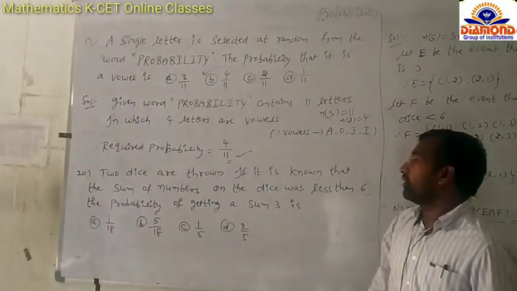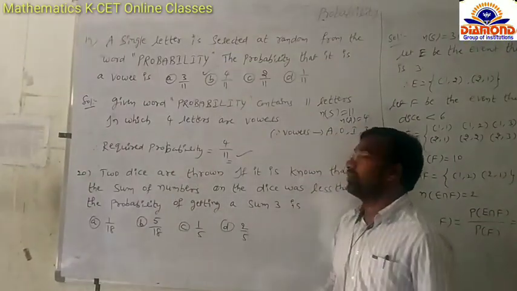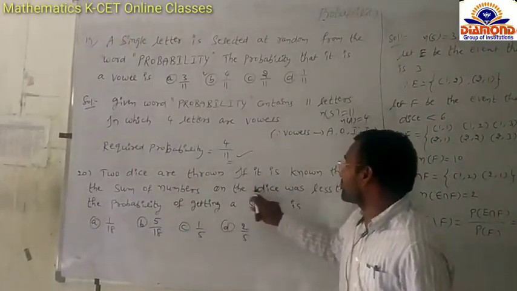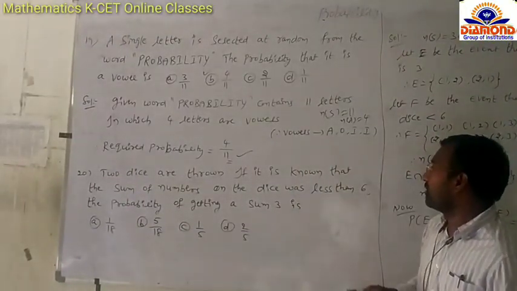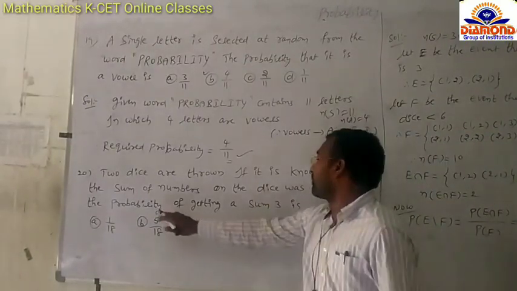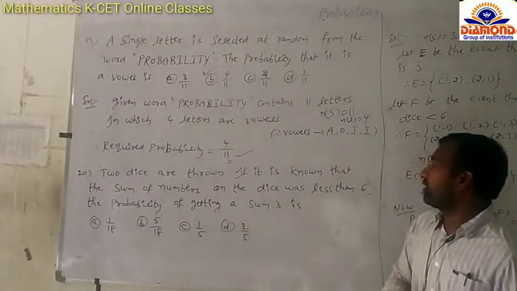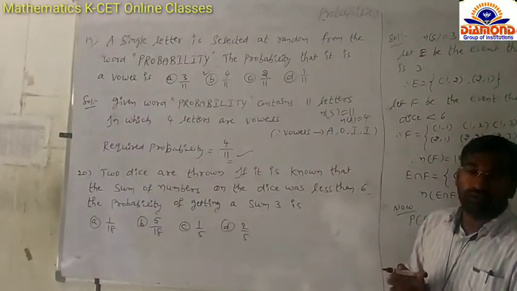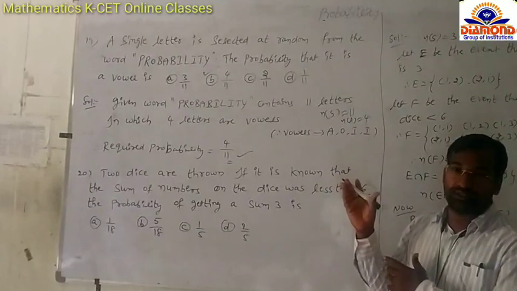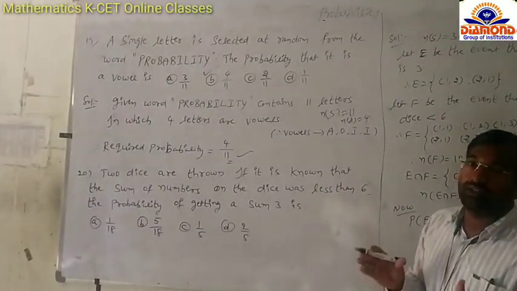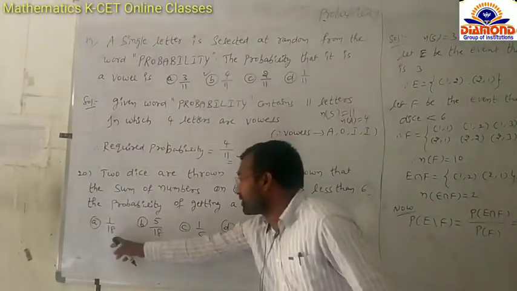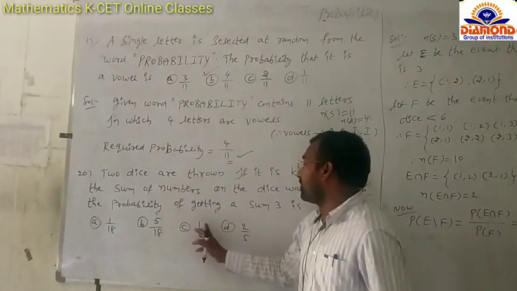Next problem. 2 dice are thrown. If it is known that the sum of the numbers on the dice was less than 6, find the probability of getting a sum of 3. So 2 dice are thrown, which means the sample space is 1,1; 1,2 up to 6,6. Total sample space N of S equal to 36. There are 4 options: 1 by 18, 5 by 18, 1 by 5, and 2 by 5.